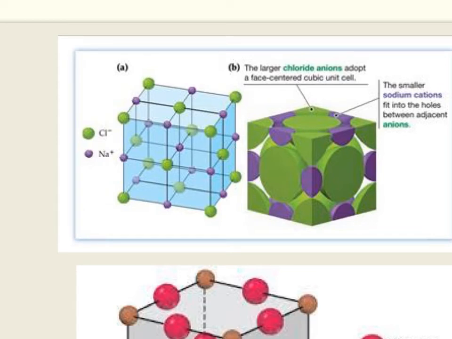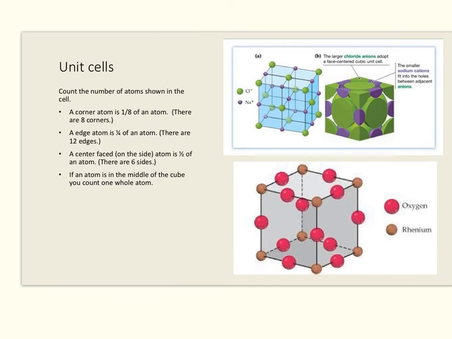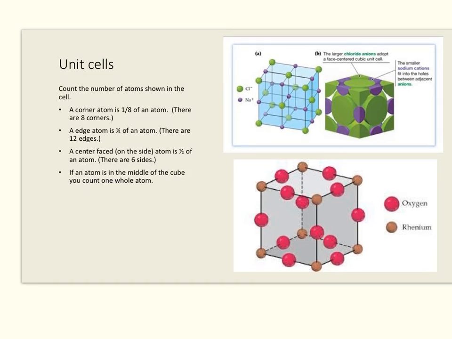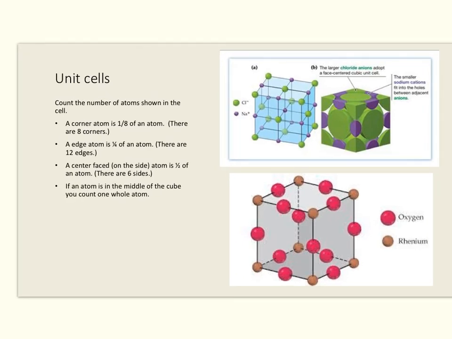So anytime it's on a corner like that, it's going to be 1/8. And then anytime it's on the side, like down here on this one, that's going to be 1/4, right? 1/4 of that ball would be inside of that cube. If it's in the center, it would be 1 whole. If it's on the side and you can see half of it, like this right here, that one, it would be 1/2, okay?